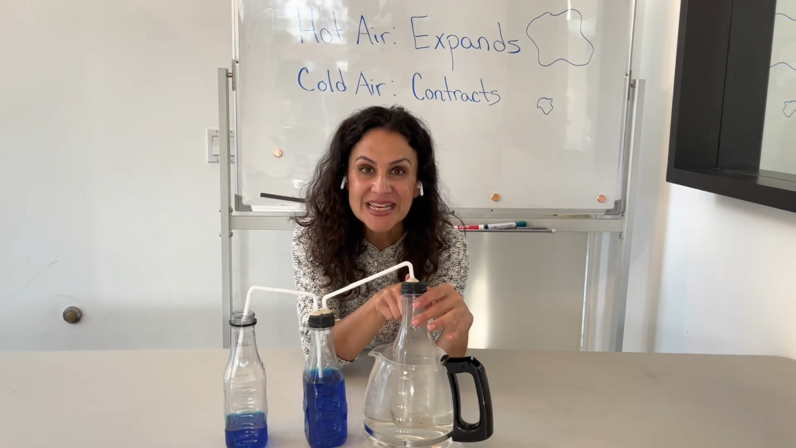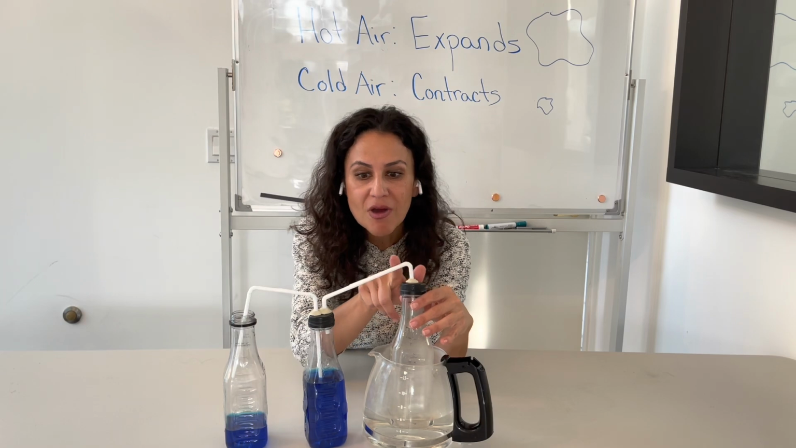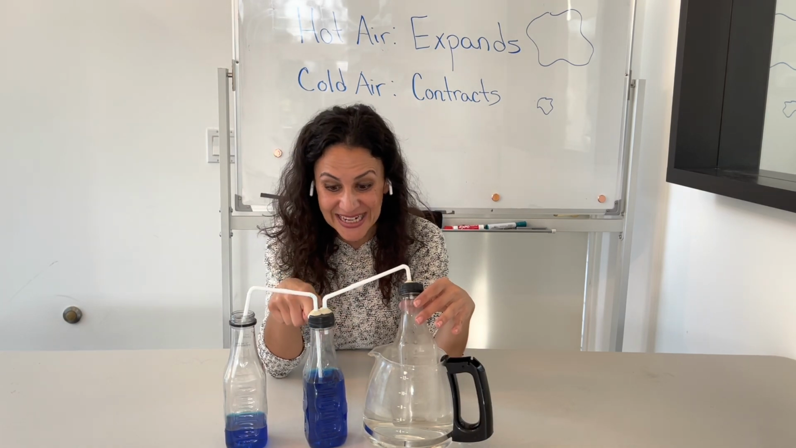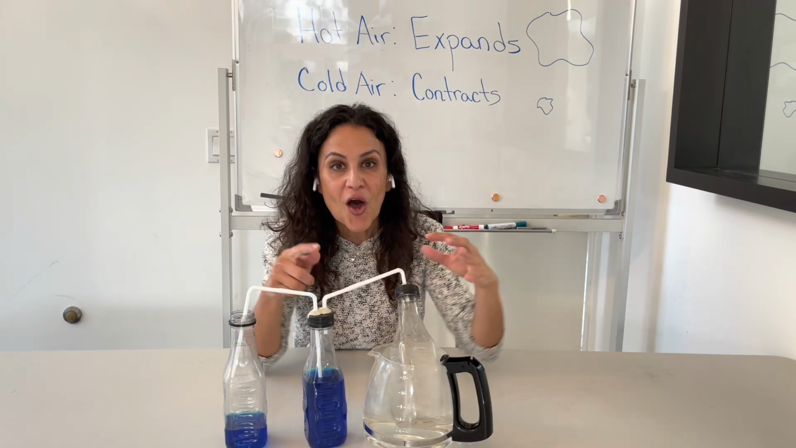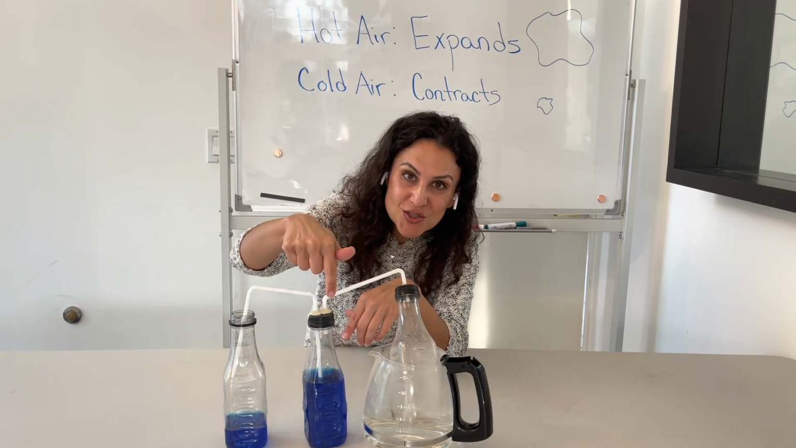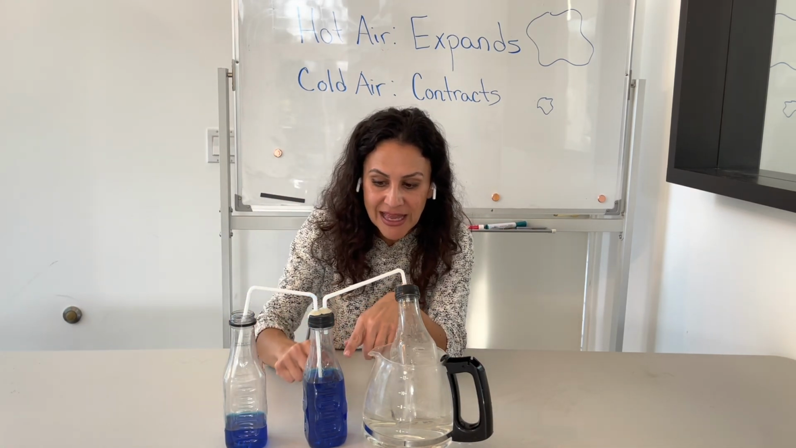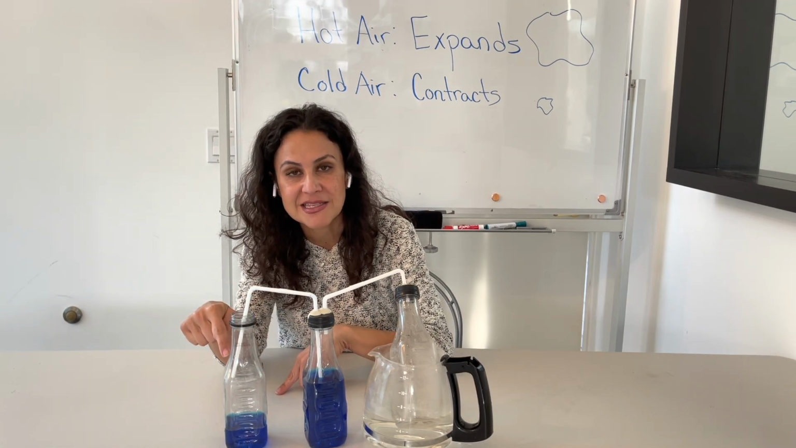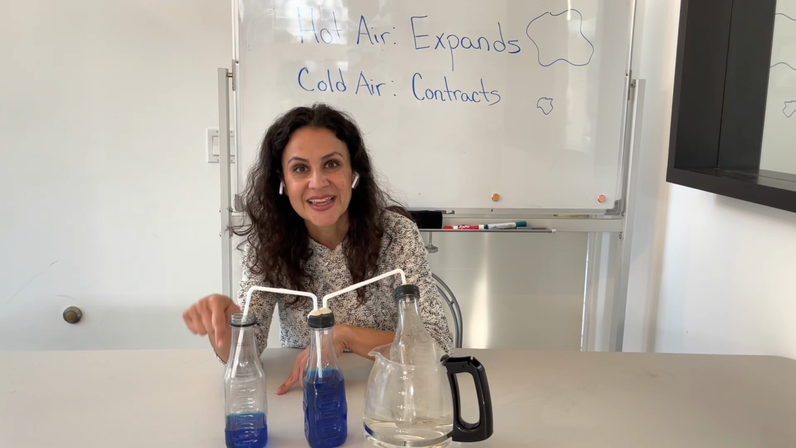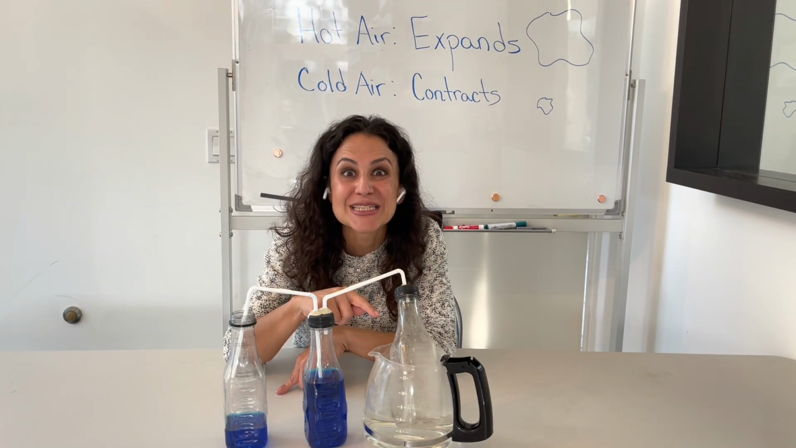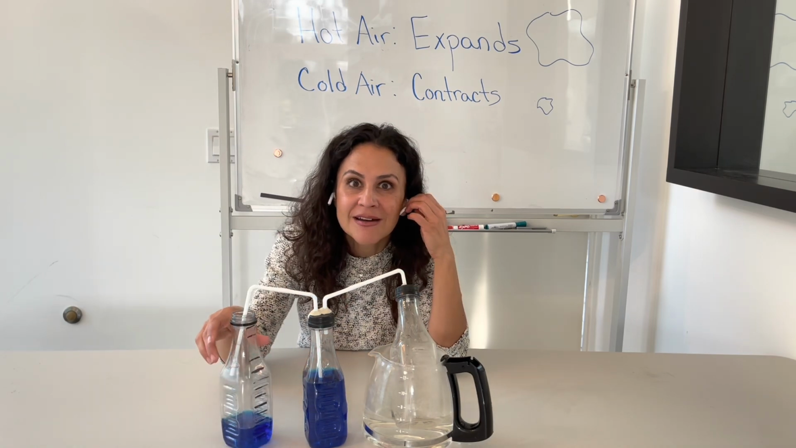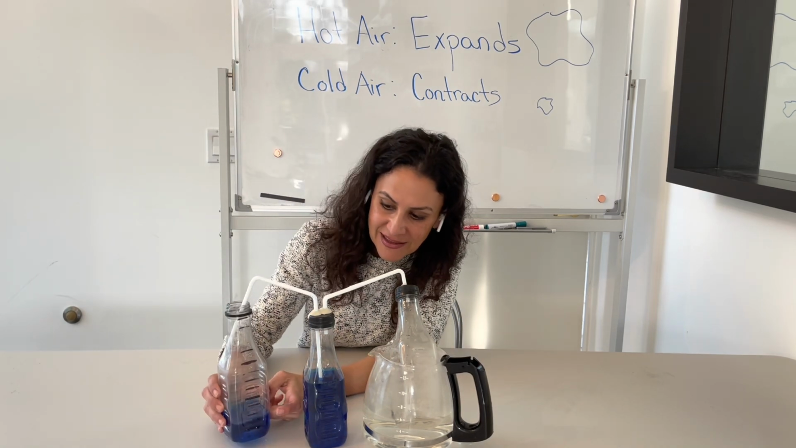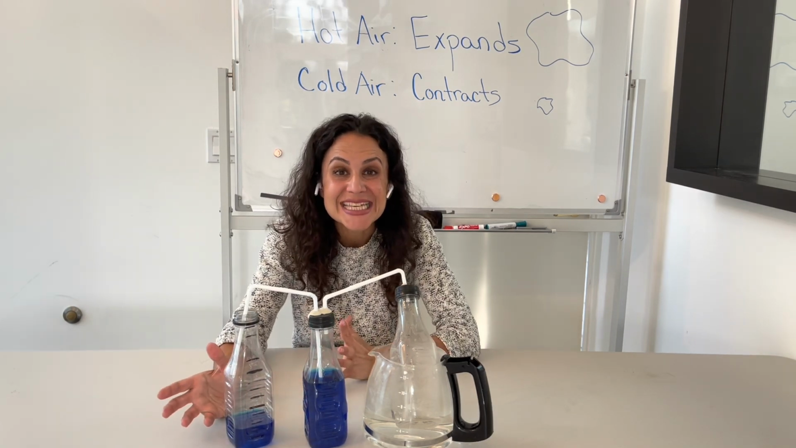It needed more space, and it had nowhere to go but up through the straw, down to this straw, and into this bottle. And all of that extra space pushed through this straw down and caused the water to come out the other way and get transferred into this bottle. Hot air expands, and we can measure and see. Look at how much it expanded. That's a lot. We can actually see air expanding and contracting.